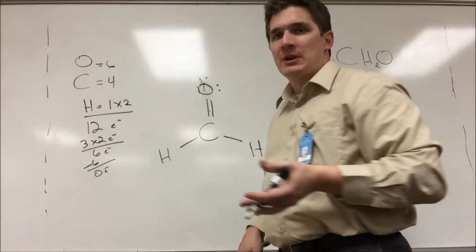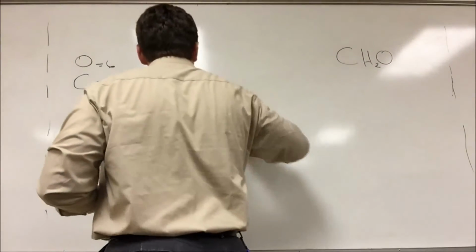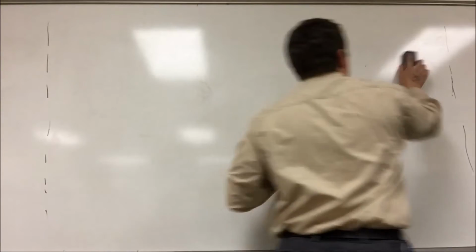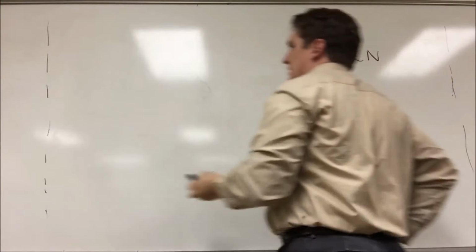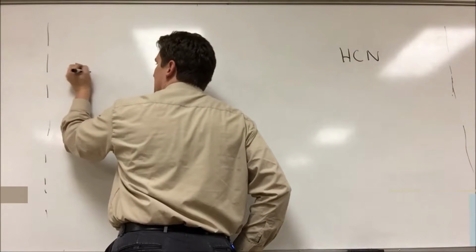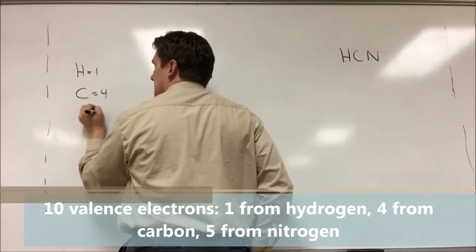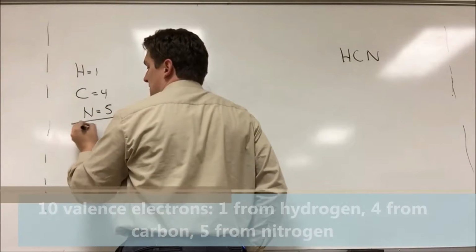But let's draw something a bit more complicated. Let's draw hydrogen cyanide. So hydrogen cyanide, HCN, hydrogen has 1 valence electron, carbon has 4, and nitrogen has 5. And this will give us a total of 10 electrons.